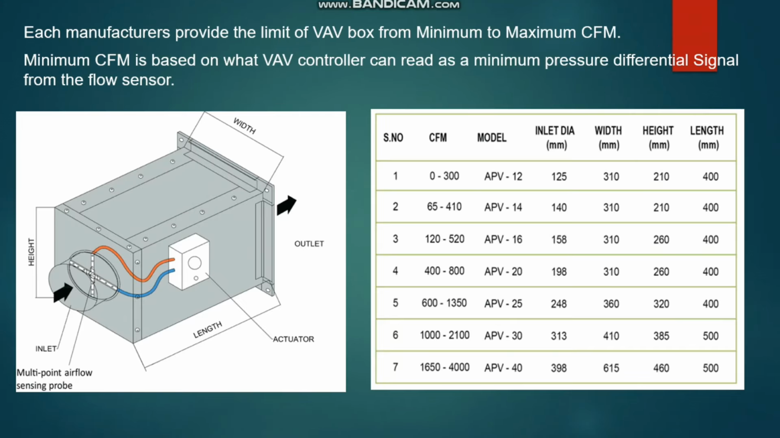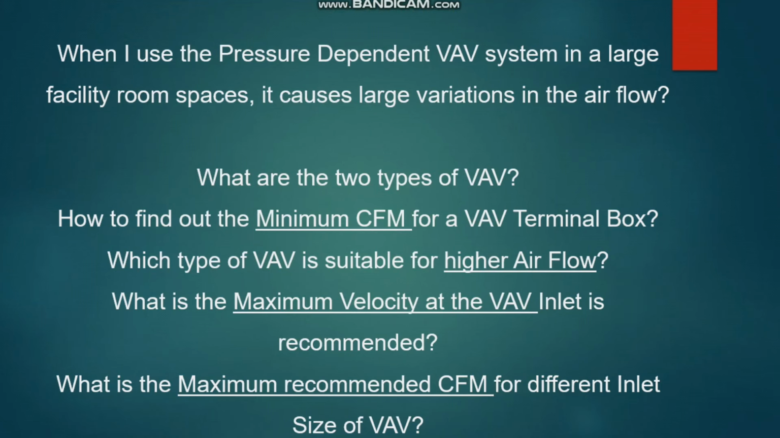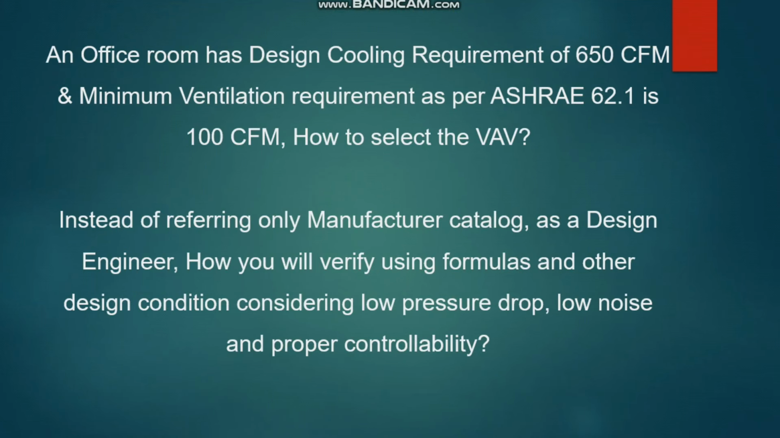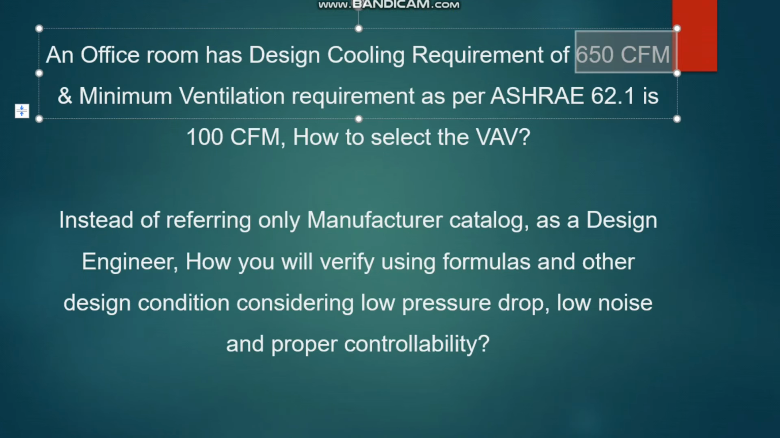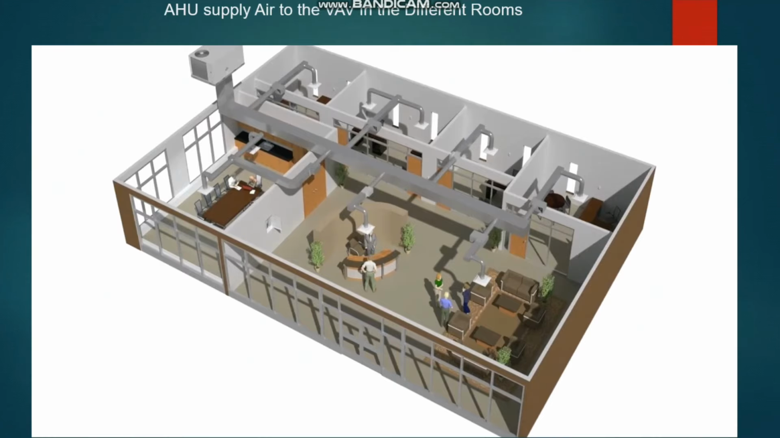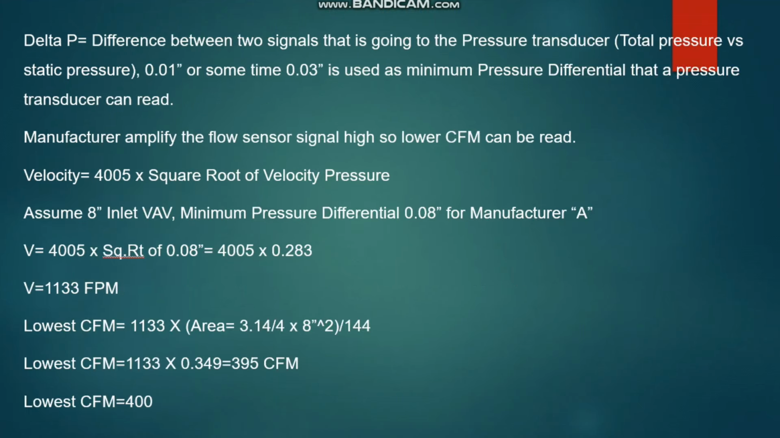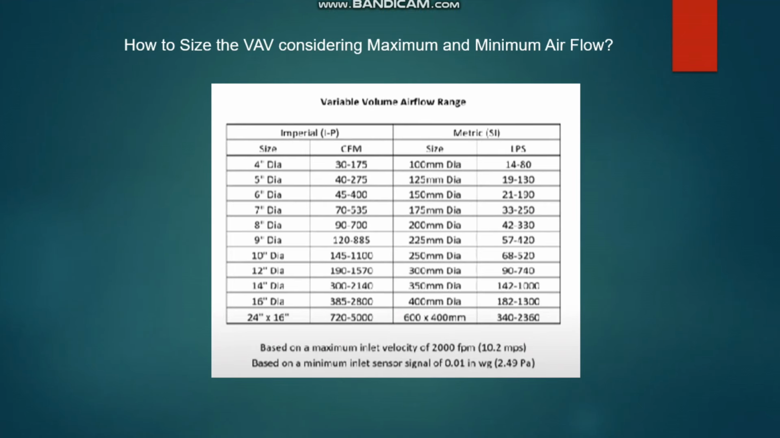So in our question, the first one I asked you, the flow in our case is 650 CFM and the minimum ventilation for the fresh air is 100 CFM. So we have to combine the 100 CFM as well as the 650 CFM to select the correct VAV for my application. So coming to this one, you can see here.